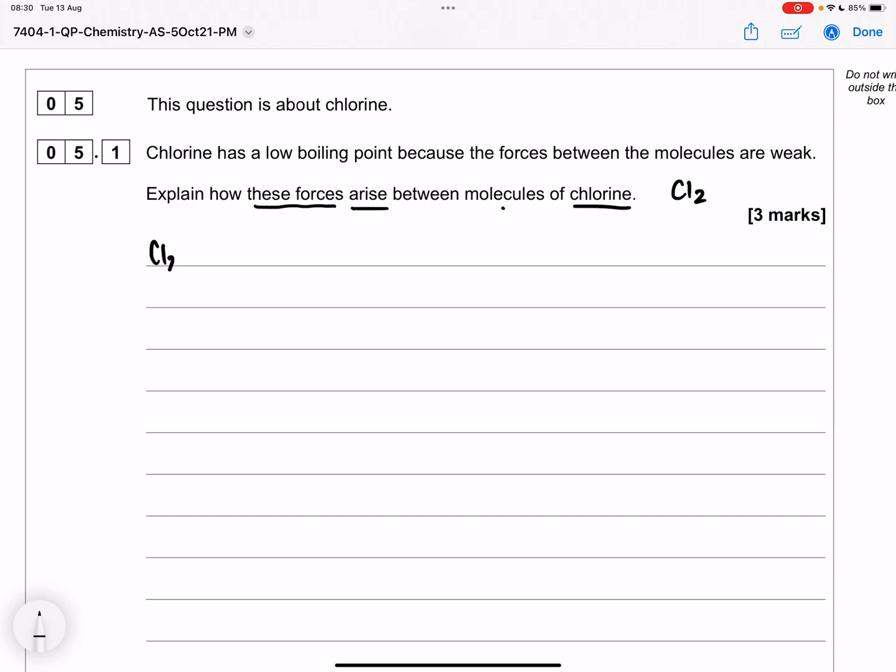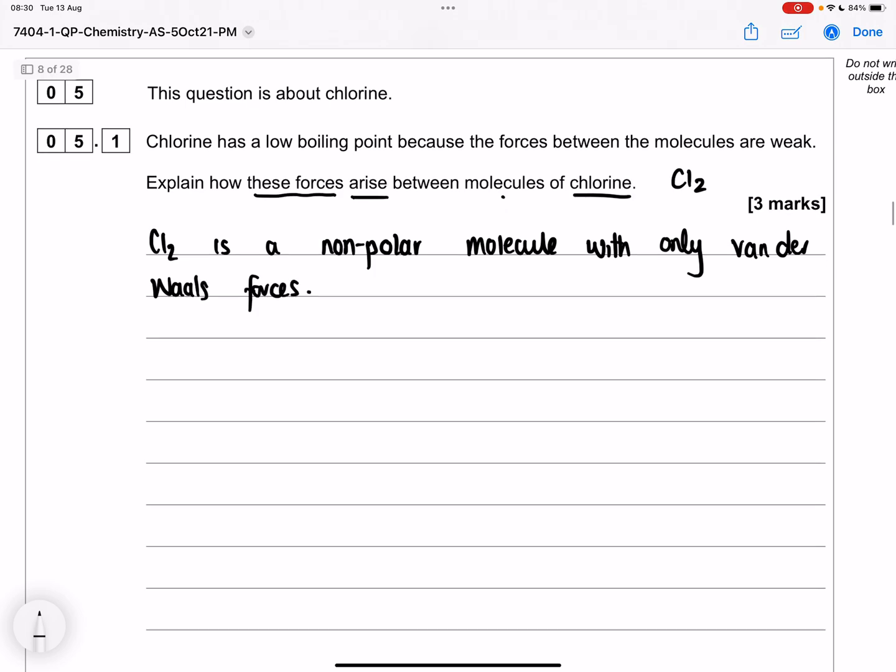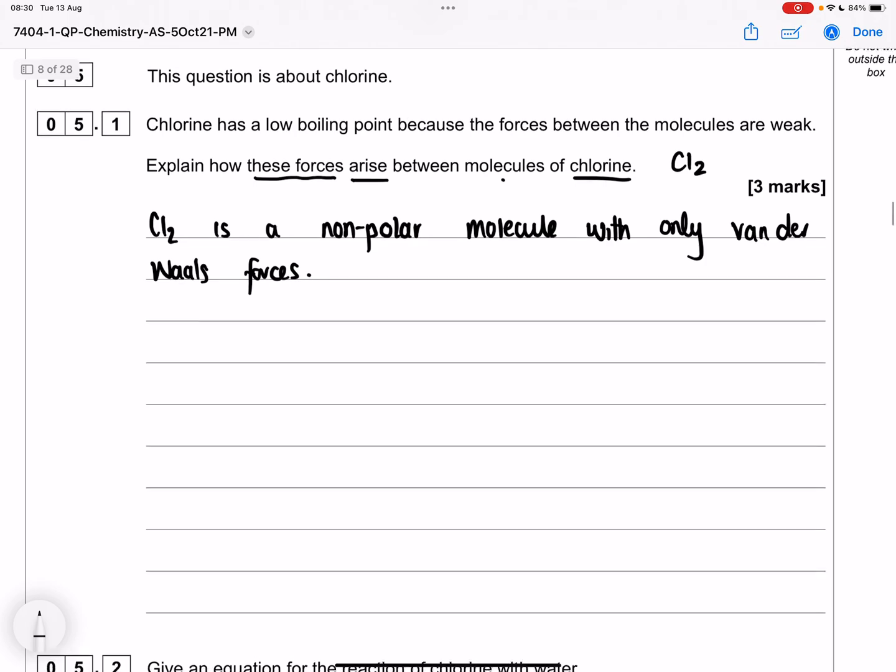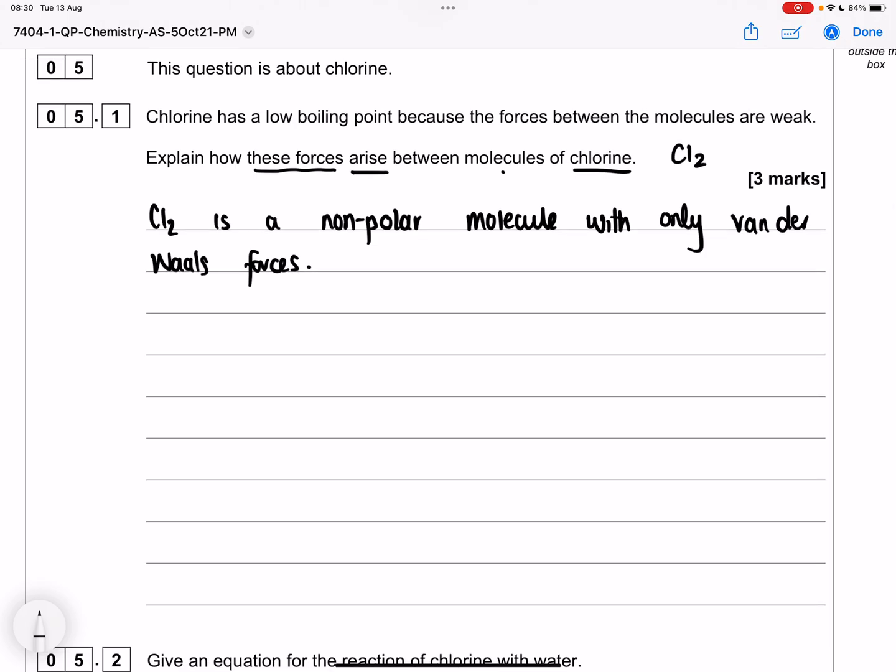Now, Cl2 is non-polar because both atoms are the same, and as a result of that, it only has van der Waals forces. So the question is, how do van der Waals forces arise? Okay, so what is a van der Waals force? How does something that is non-polar attract another thing that is also non-polar?